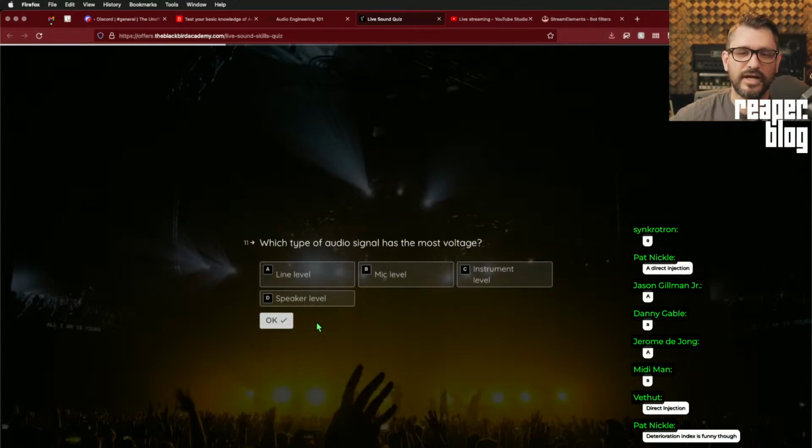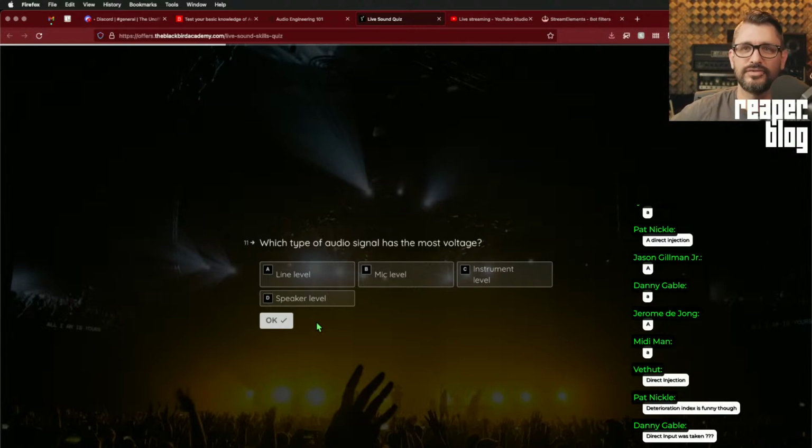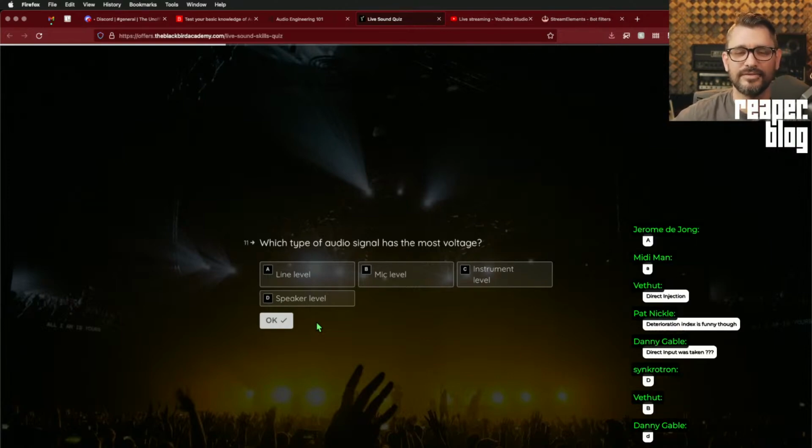Which type of audio signal has the most voltage? Line level, mic level, instrument level, speaker level. Direct input was taken? Yeah. Speaker level, definitely speaker level.